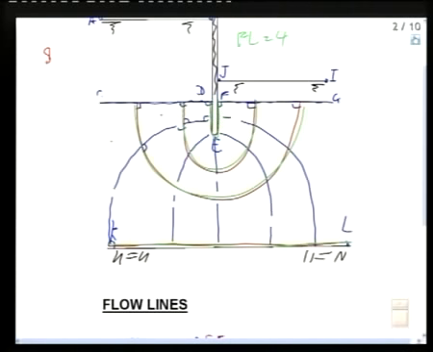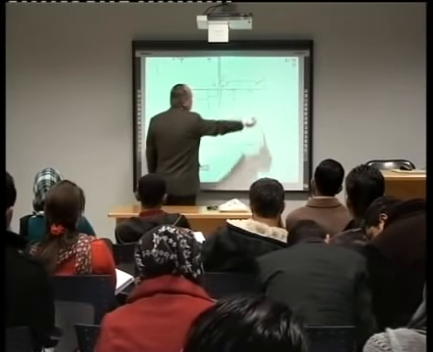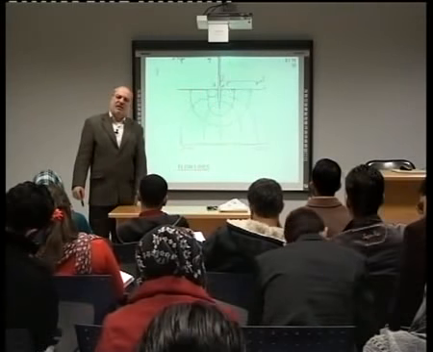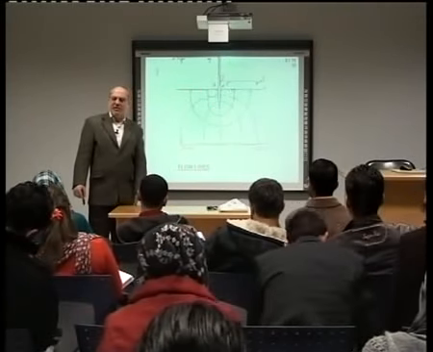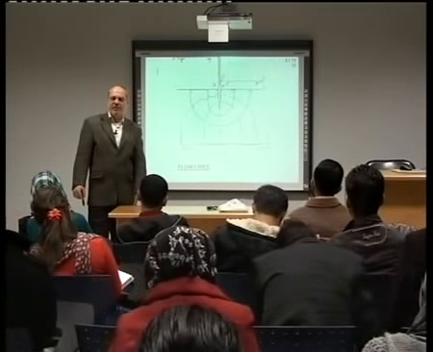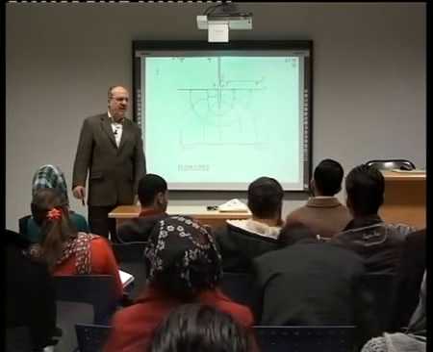So now what do we have? We have 1, 2, 3, 4, 5, 6, 7. So there are 7 equipotential lines. Are you convinced? Anybody has questions? Even a question? Anybody doesn't have any question?